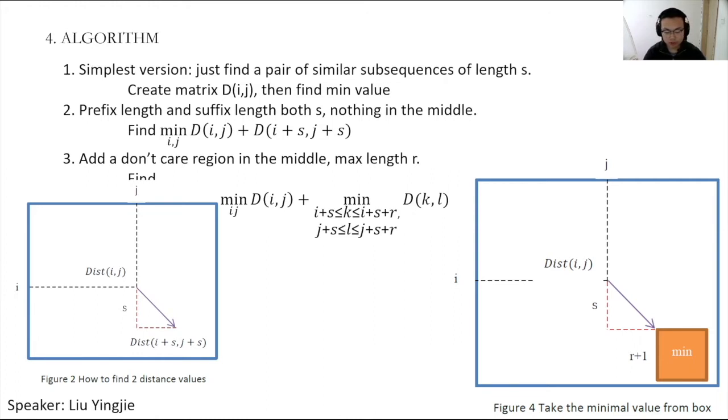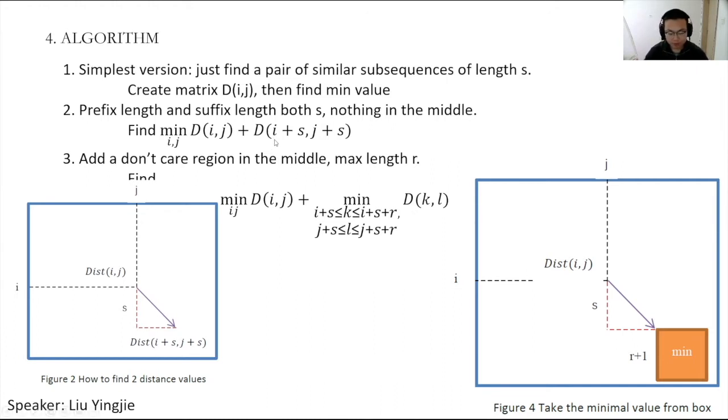Suppose we just find two simple subsequences of length s that have the minimal distance between them. We can build a distance matrix D based on our distance profile definition. Then simply find the minimum element in D, and its indexes are the starting positions of the two corresponding subsequences. Then we consider adding the notion of prefix and suffix. Suppose their lengths are both s. Remember that we already have matrix D, so we can directly reuse it in this formula.